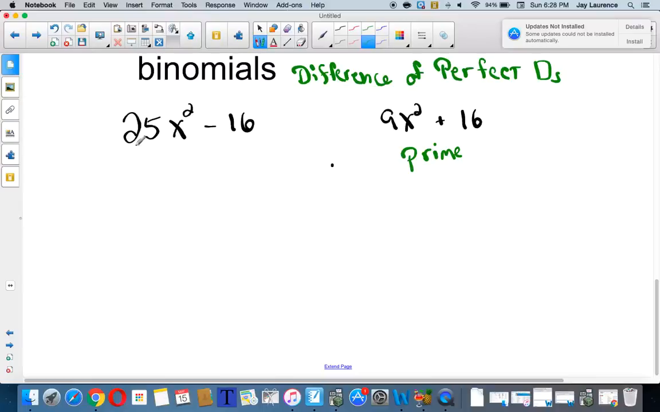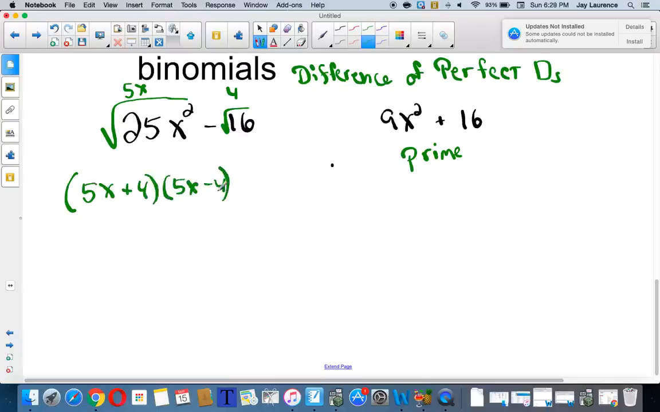Yeah. Okay. Now, this one here, we have a perfect square minus a perfect square. What's the square root of 25x squared? Well, it's going to be 5x. And what's the square root of 16? It's going to be 4. So we're going to have 5x plus 4 and 5x minus 4. If you have a binomial, there's only two types of factorings that can work with it. One is GCF. Doesn't mean it will have a GCF other than one, but that's one type that could work. And then two, the difference of perfect squares. Other than that, you can't factor a binomial any other way.